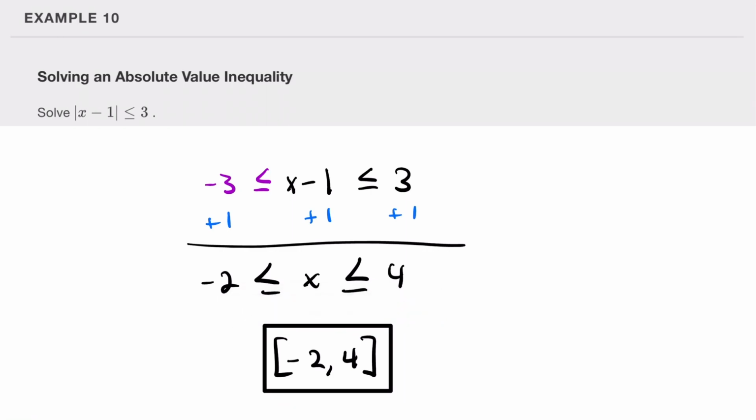So if we choose a number like 0, it should work. Absolute value of negative 1 is 1, which is less than or equal to 3, so that checks out. But if we choose a number like 5, it should fail. 5 minus 1 is 4. Absolute value of 4 is 4, which is not less than 3, right?